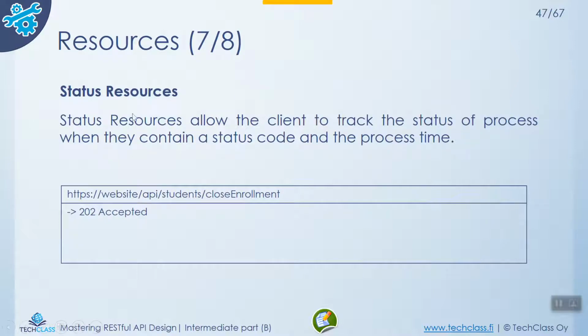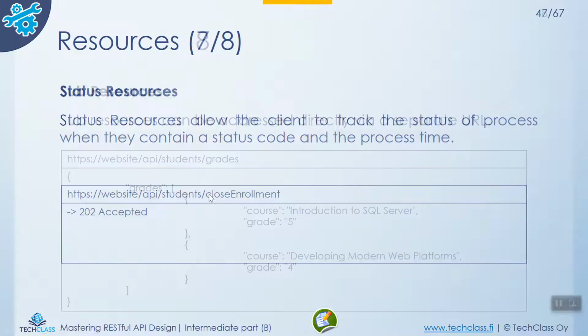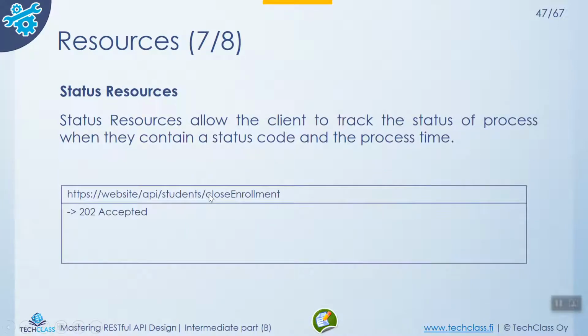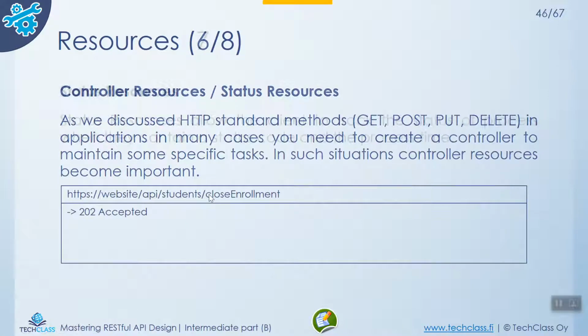Then we have status resources. Sometimes you just want to return some status. What's happening here? That would be all of the job actually. Or maybe it would have been better if I had mentioned here something like, is enrollment closed, and then return something as a status, because that seems more like something to be done by a controller resource.